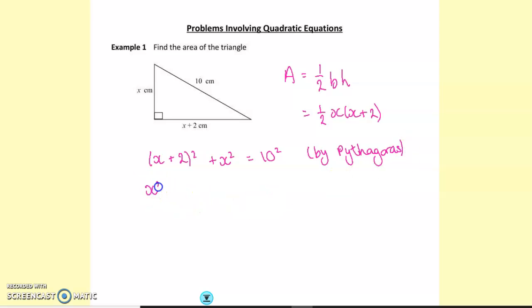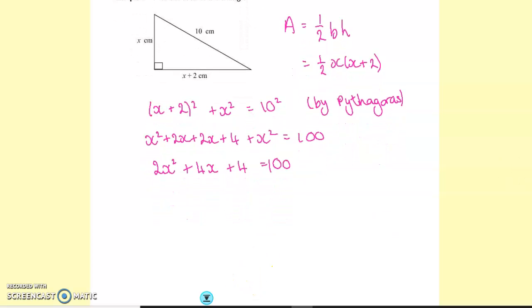Multiplying out the brackets, I get x squared plus 2x plus 2x plus 4 plus x squared equals 10 squared, which is 100. Tidying this up, x squared plus x squared is 2x squared, 2x plus 2x is 4x, plus 4 is equal to 100. Now I've got a quadratic equation.